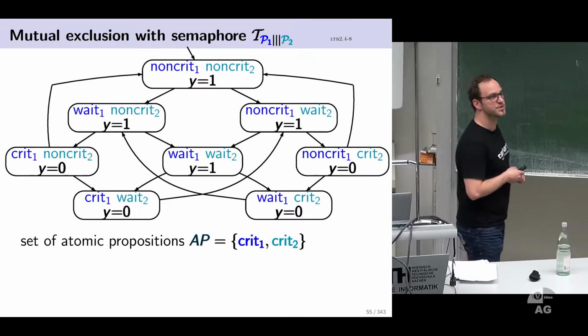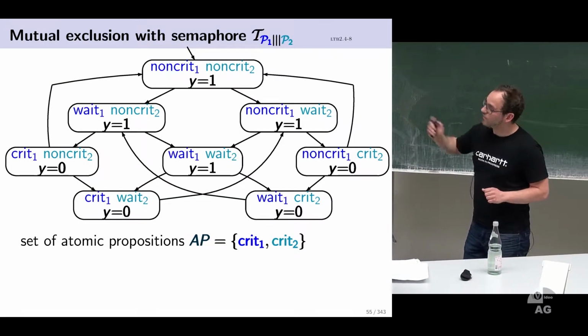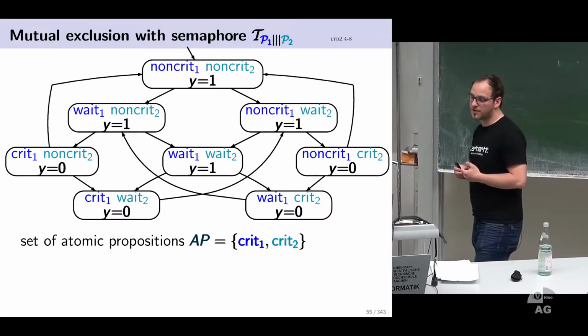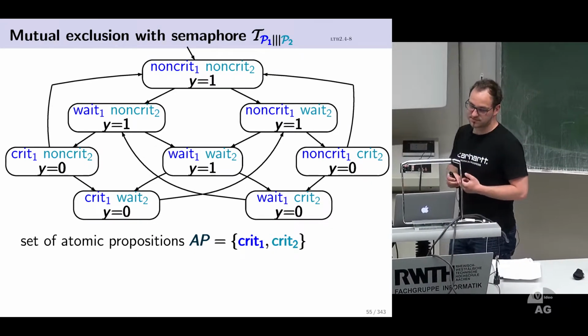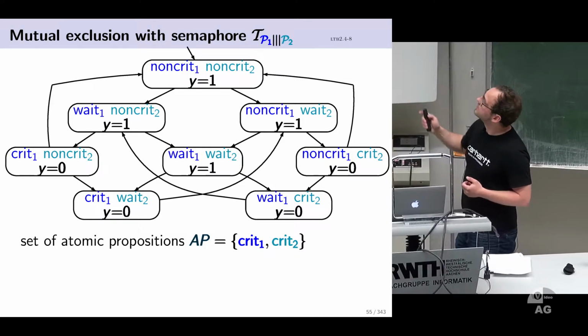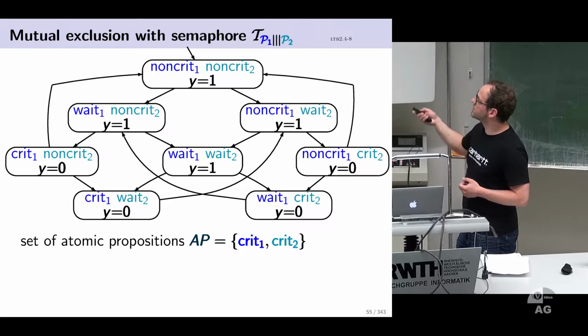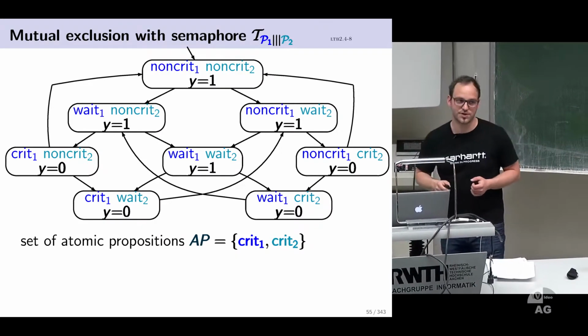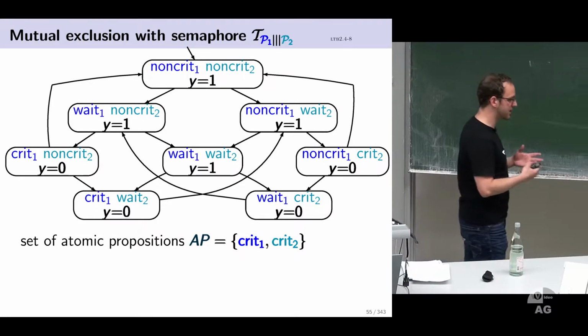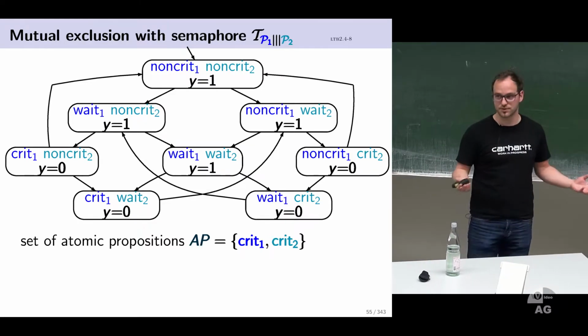And then if you look at the transition system for these two program graphs that I've just shown you, it looks like this. Right? Now let's assume the set of atomic propositions is given by crit 1 and crit 2, because you're interested in whether this algorithm actually establishes mutual exclusion.